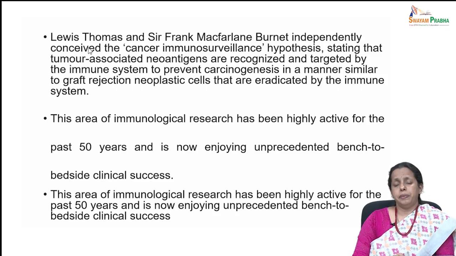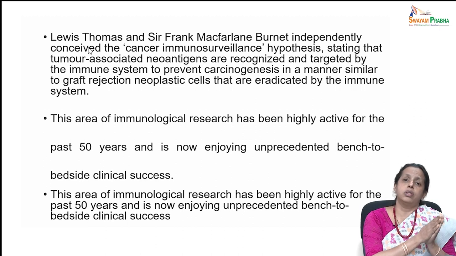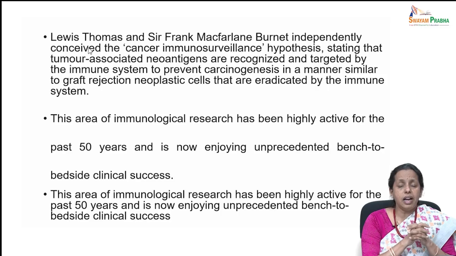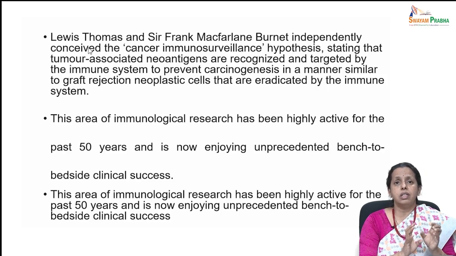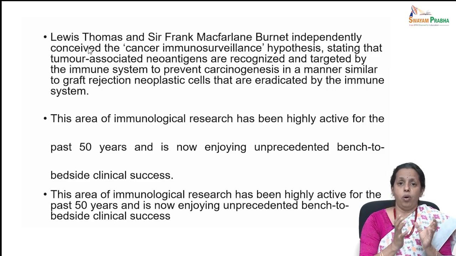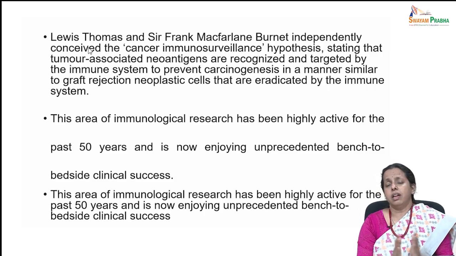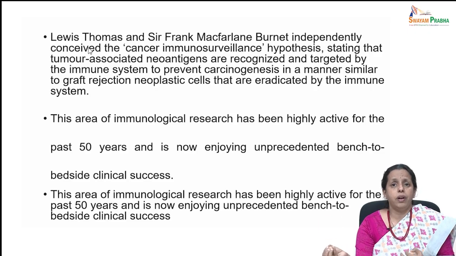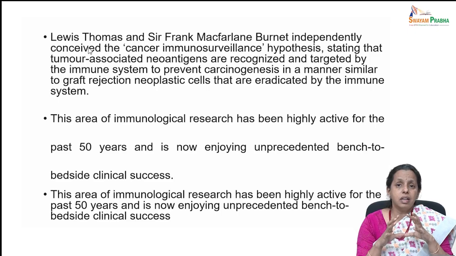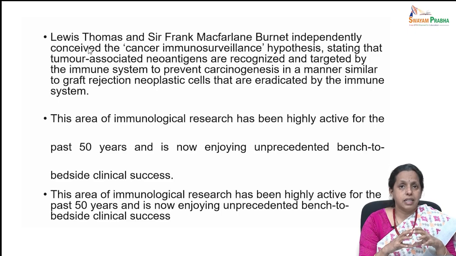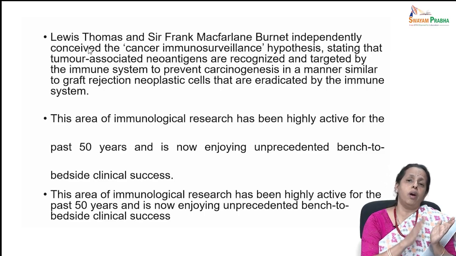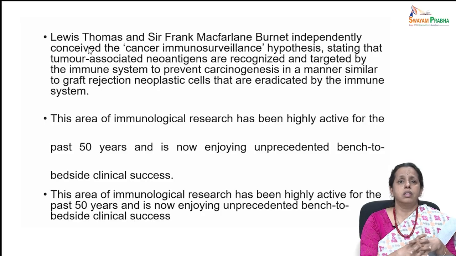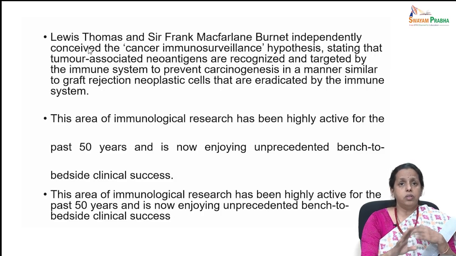hypothesis, which states, and keep in mind we are introducing another term, TAA, tumor-associated antigens or tumor-associated neoantigens, which are recognized and targeted by the immune system to prevent carcinogenesis, in a manner similar to grafting. Suppose you have a kidney transplant or a bone marrow transplant. Why is there sometimes rejection? Because the body recognizes them as foreign. Even a mutated genome giving a different phenotype, don't you think it will be recognized as foreign by the existing innate immune system? Yes, it could be. These tumor neoantigens are recognized as foreign as well. That was their hypothesis, and they are targeted by the immune system to prevent carcinogenesis.